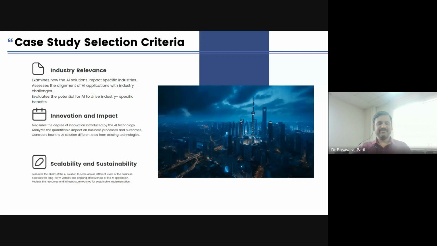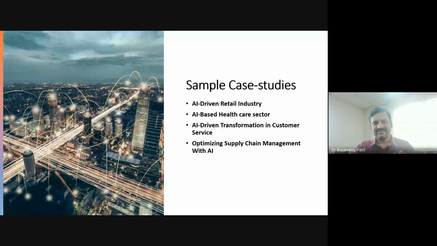And considering most of these case studies, every impact, every domain which we label, it may be education, industry, business, any sector, we consider that the data is evolving with AI. It will improve our industry relevance where AI-based applications are driven so that specific benefits are provided, better advantages over the application. Innovative ideas are getting into it. They are scalable, sustainable. Some of the sample case studies which we come across: the AI-driven retail industry.